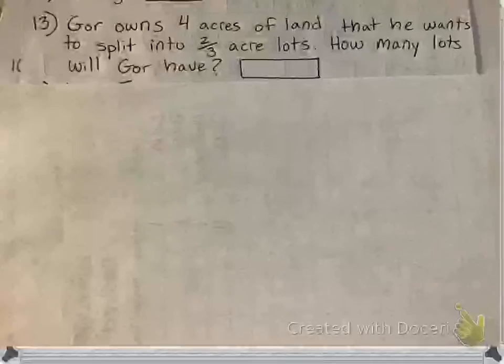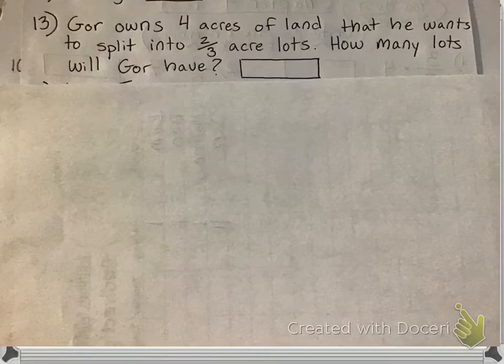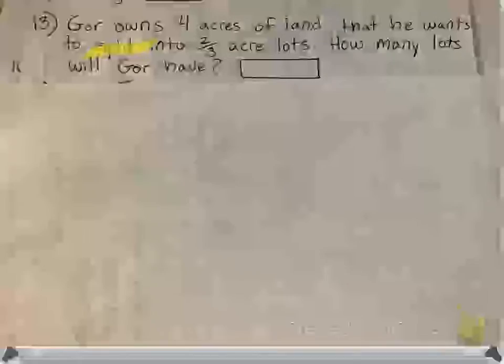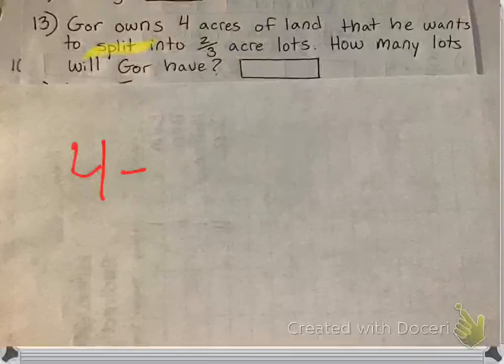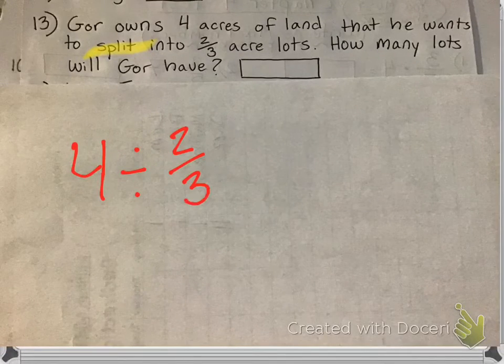So, Gore owns 4 acres of land that he wants to split into 2/3-acre lots. How many lots will Gore have? Who can set up this problem for me? Who can set it up, Elsie? 4 divided by 2/3. Exactly.